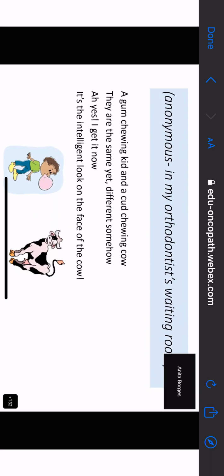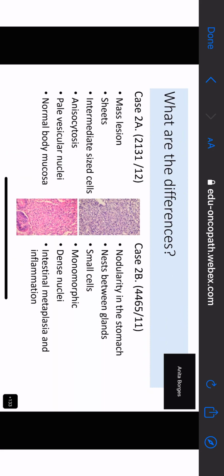So here we have two lesions, both of them looking more or less similar. So now we have to find the differences, and I have written down the differences for you. In 2A, there is a mass lesion with sheets. In 2B, there was a nodularity in the stomach. You have sheets, you have nests. These are intermediate sized cells, these are small cells. There is anisocytosis here, this is monomorphic. Pale vesicular nuclei, and here the nuclei are dense. There is normal body mucosa, and here you have intestinal metaplasia and inflammation.